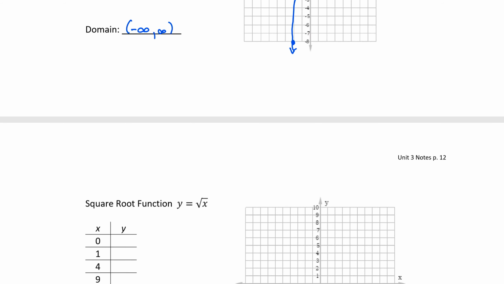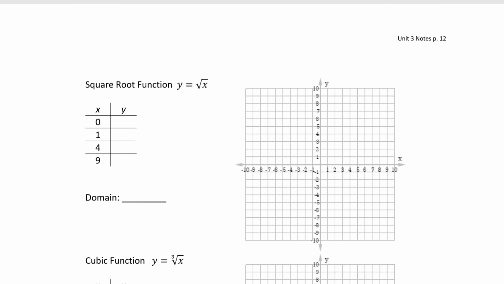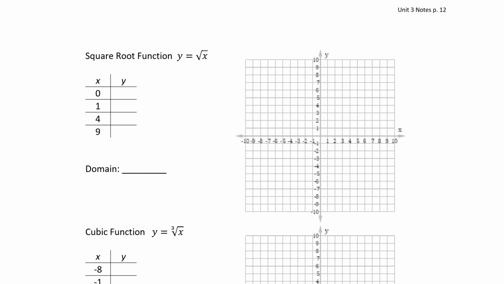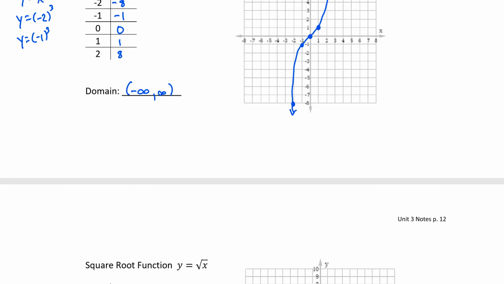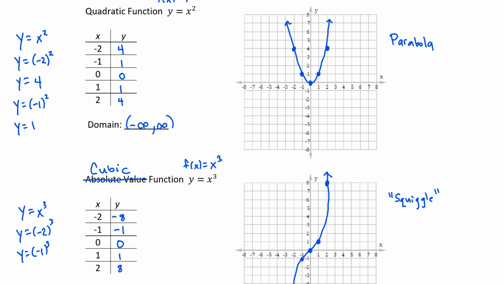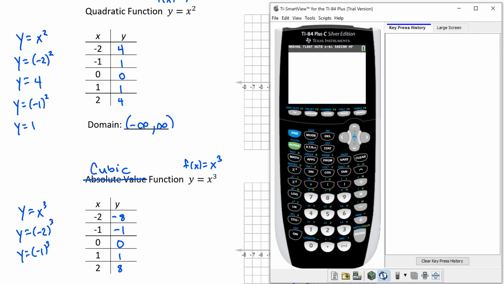Now, let's move on to root functions. We've done the power functions. Now we can examine the root functions. Oh, let me go back one more little step here. I want to show you one more thing. On our calculator, we're just going to stop at these 3 power functions. Let's look at what happens when we continue increasing the power.